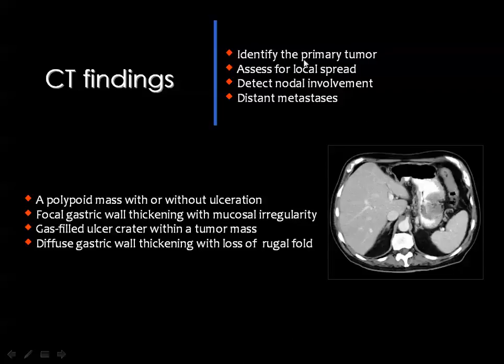It can identify the primary tumor. It can assess the extent of the tumor outside the stomach and the invasion of adjacent organs. It can also assess metastatic lymph nodes and see distant metastasis in the body. In this particular patient, you can see this is the stomach, and you can see a mass which is infiltrating the greater curvature of the stomach near the gastric fundus, and this mass has been proved to be gastric carcinoma.